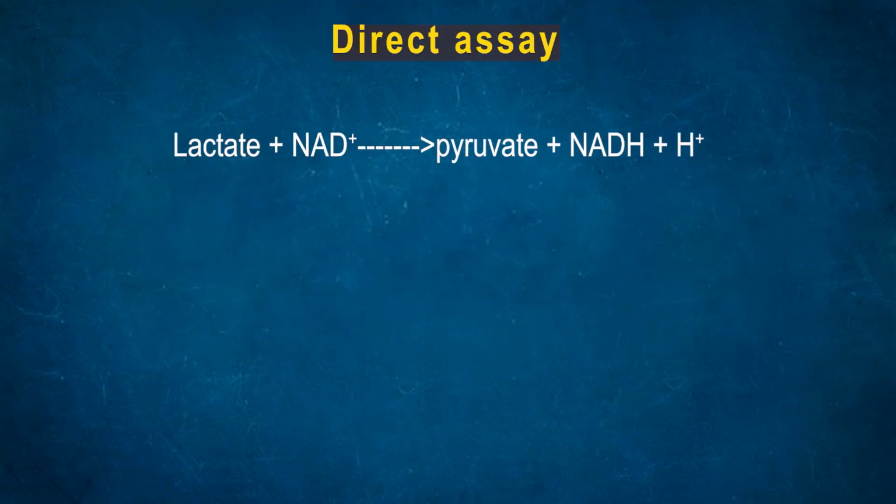In the direct assay, in case of lactate dehydrogenase, where lactate is converted to pyruvate, simultaneously NAD plus is converted to NADH. Now this NADH has absorption in the UV range at 340 nanometer. So if you find the increase in the absorbance of the product, that is NADH, with respect to time, it will give rise to the activity of the enzyme.